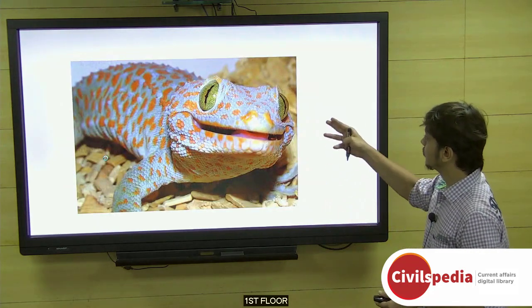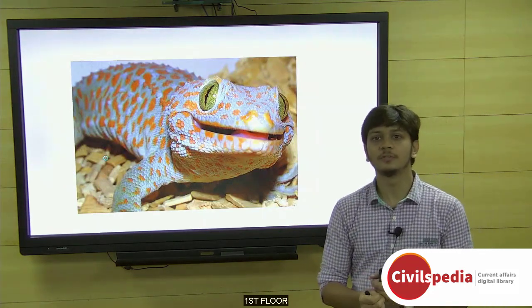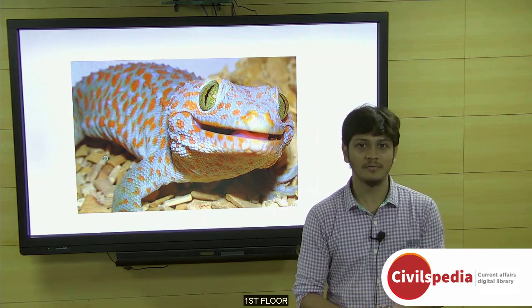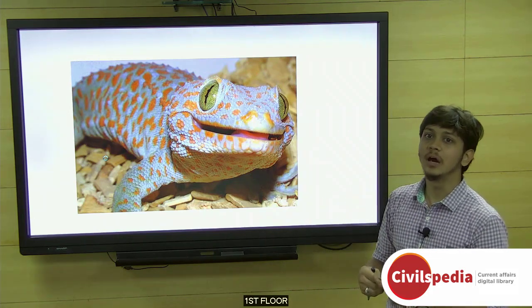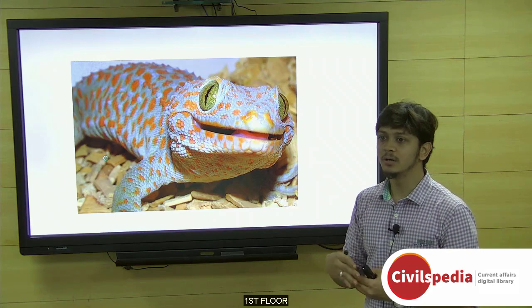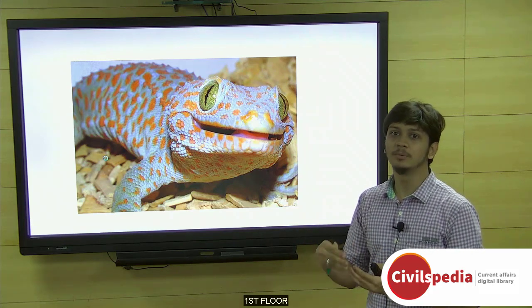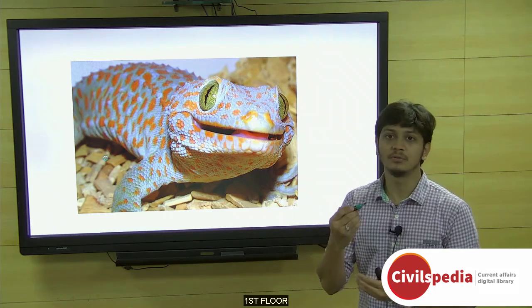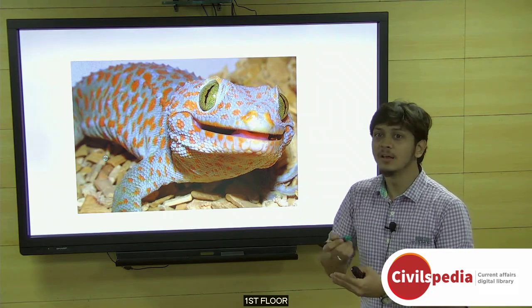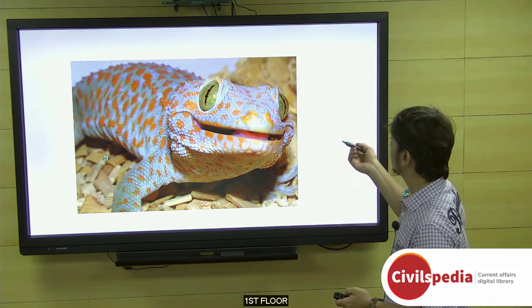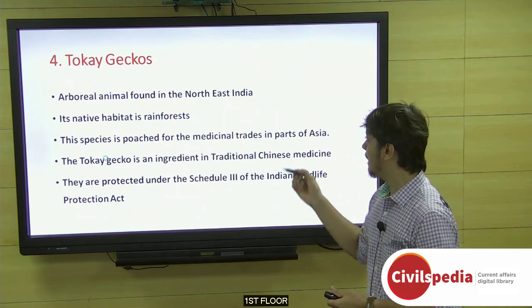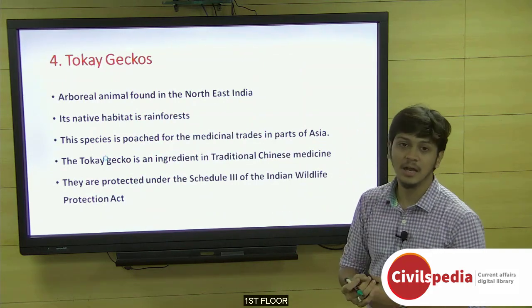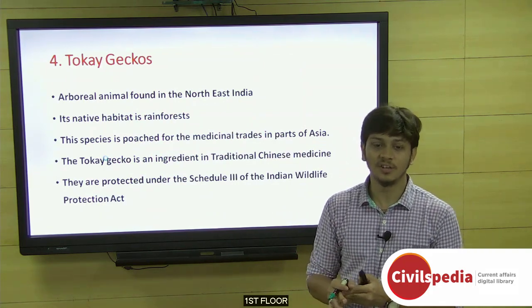The next topic for today is a particular gecko which is found in the northeastern region, that is the rainforest of India, and this gecko is hugely smuggled because it is being used as a traditional medicine in China. So we can see this gecko is called the Tokay gecko, and it is an arboreal animal found in northeastern India as well as other regions in Southeast Asia.